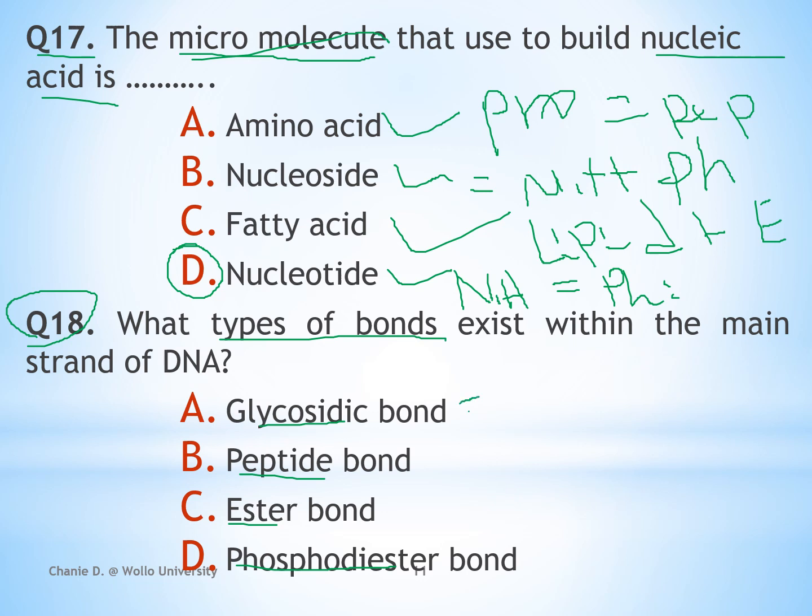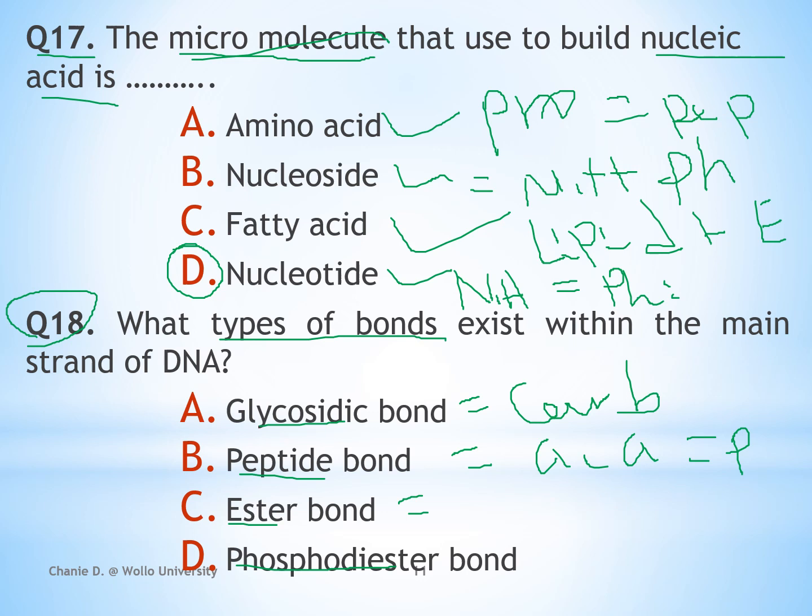Glycosidic bond is found within carbohydrates. That is, it connects the monomer or monosaccharide to form a polysaccharide. Peptide bond is found between amino acids to form protein. So the bond within protein is peptide bond.